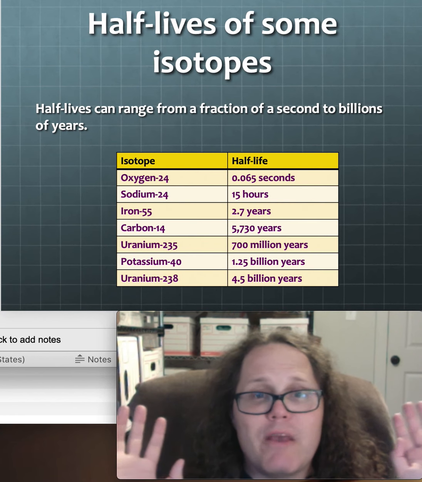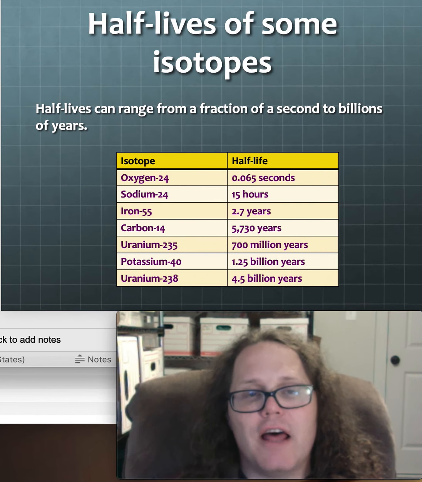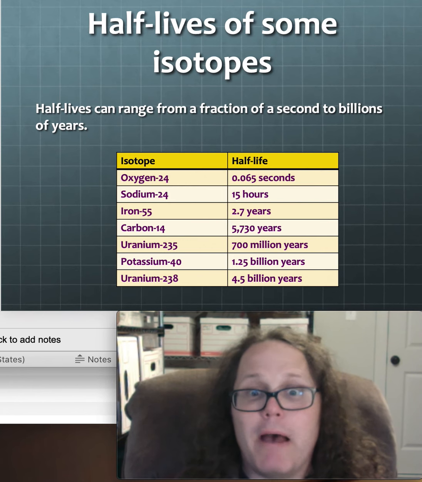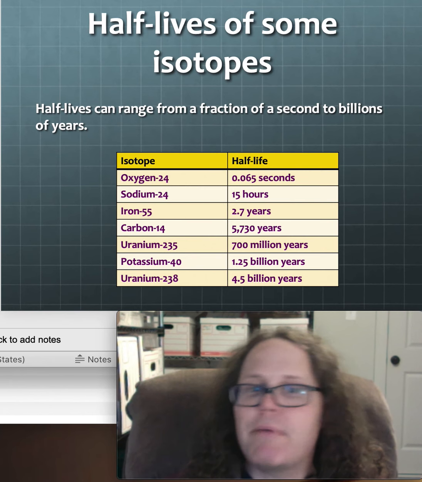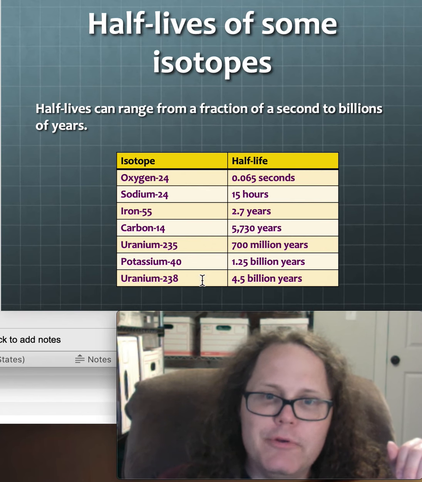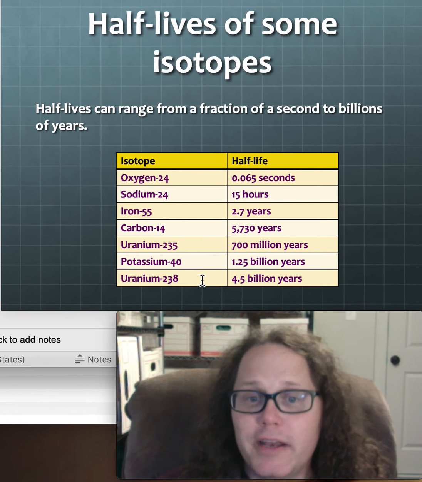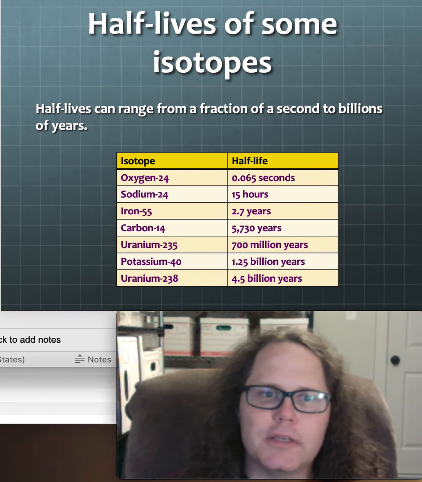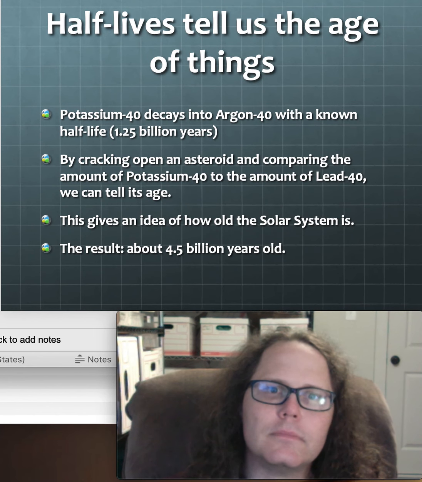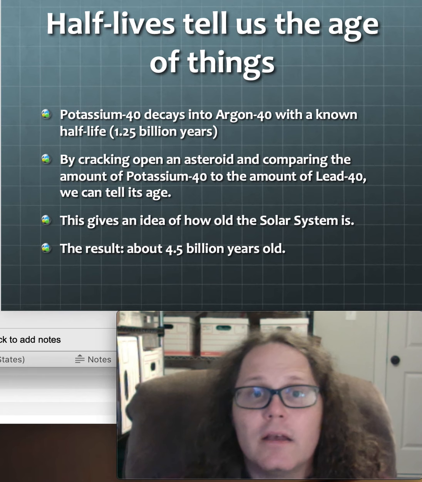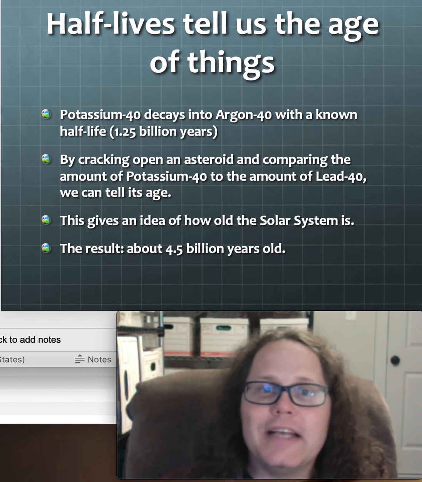Radioactive isotopes have a wide range of half-lives. Oxygen-24, for a random example, has a half-life of about 2 movie frames. Compare that with uranium-238 down here, which has a half-life of about 4.5 billion years, which is the age of the solar system. So radioactive decay, then, is a clock. We can use radioactive isotopes to measure how old things are.